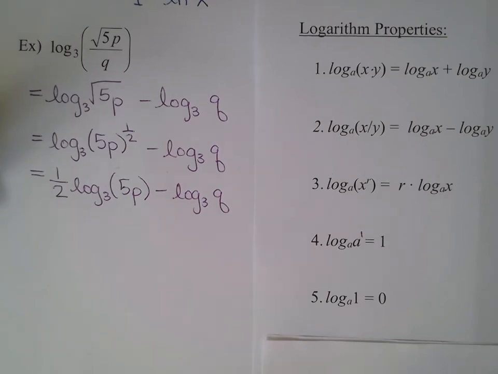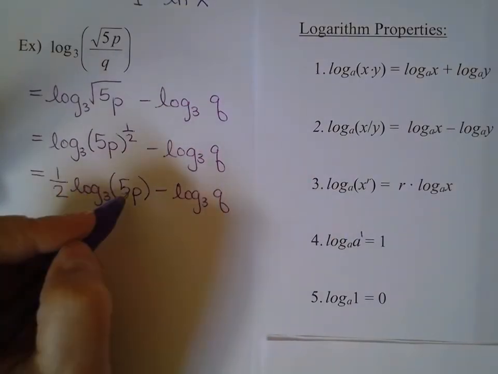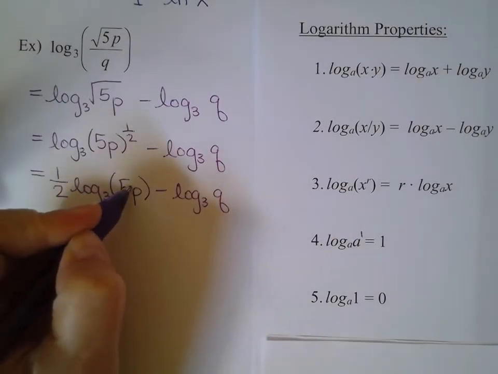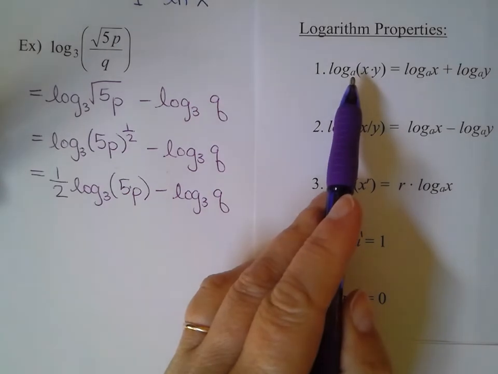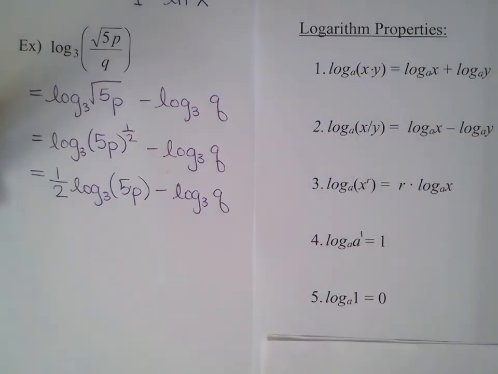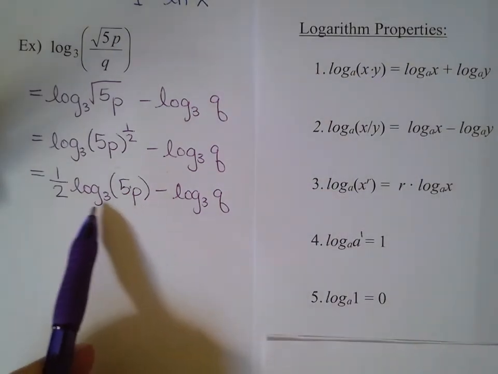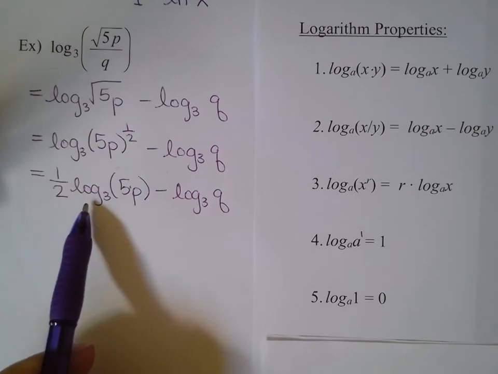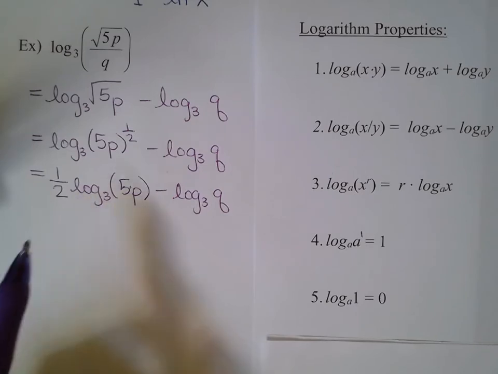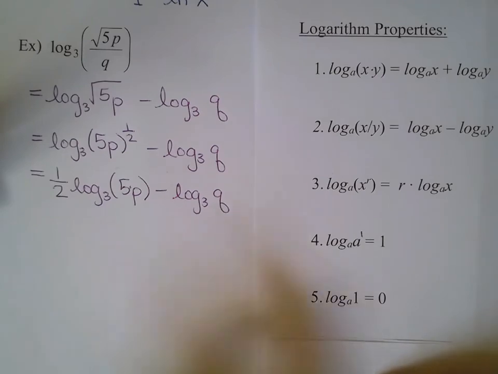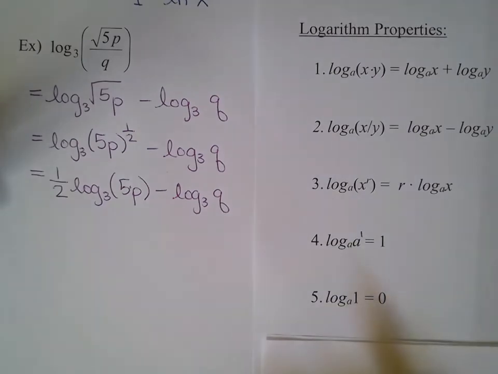Okay, we can use one more property and then maybe some simplifying. This 5p, these are multiplied, even though we don't usually write the multiplication symbol in between, they are multiplied. So property number 1 would be a good next step. Now because this logarithm is multiplied by 1/2, everything I break it into is also going to be multiplied by 1/2. So I'm going to write it first with parentheses, and then we'll distribute that 1/2 for the last step.